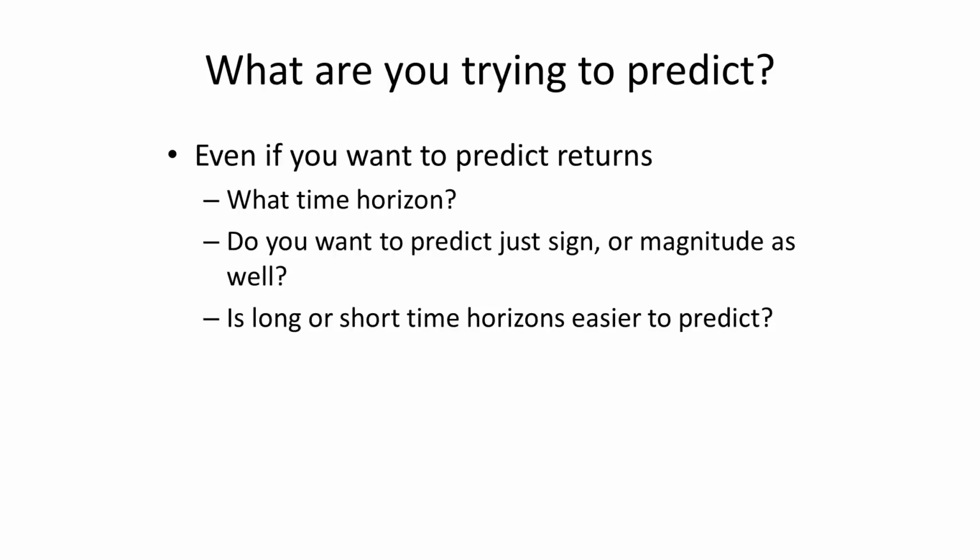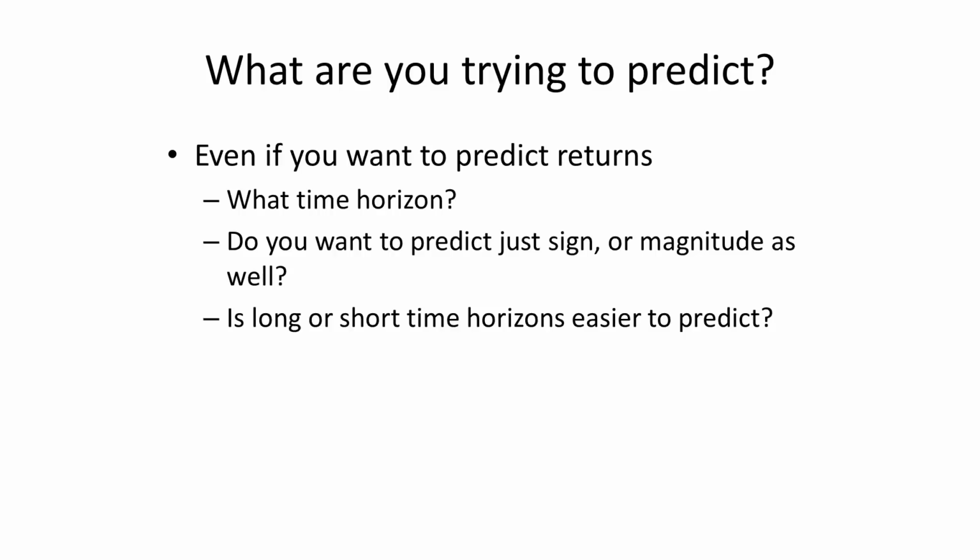What time horizon do you want to predict? Would it be 1 second ahead, 1 minute ahead, 1 day ahead, 1 week, 1 month, or one quarter ahead? Right? What horizon? Which horizon can be predicted with the highest accuracy? But accuracy may not be everything you care about, right? May not be all that you care about.